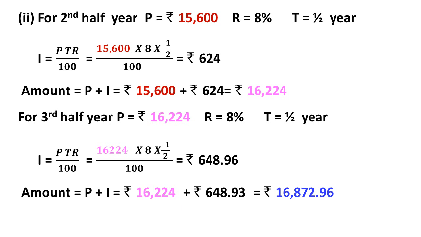After calculating the rate of interest, use the rate of interest you have calculated in step 1 to find the interest and amount for the second half year. Similarly, consider the amount of the second half year as the principal of the third half year and calculate its compound interest and the amount to be paid at the end of 18 months, or the third half year.